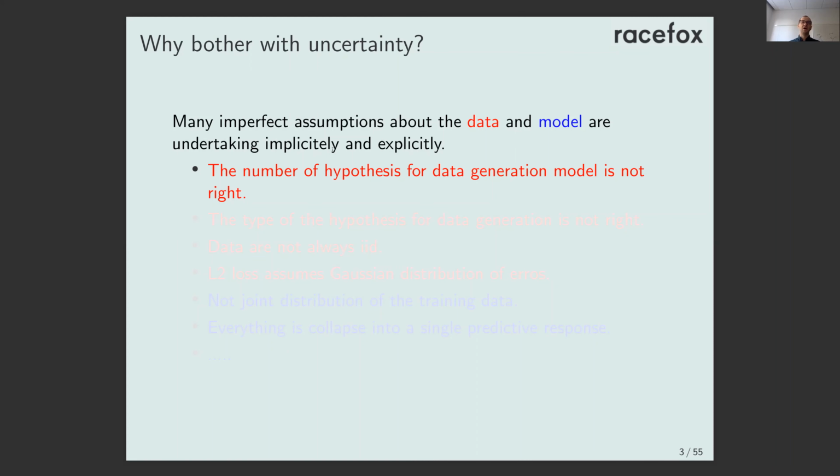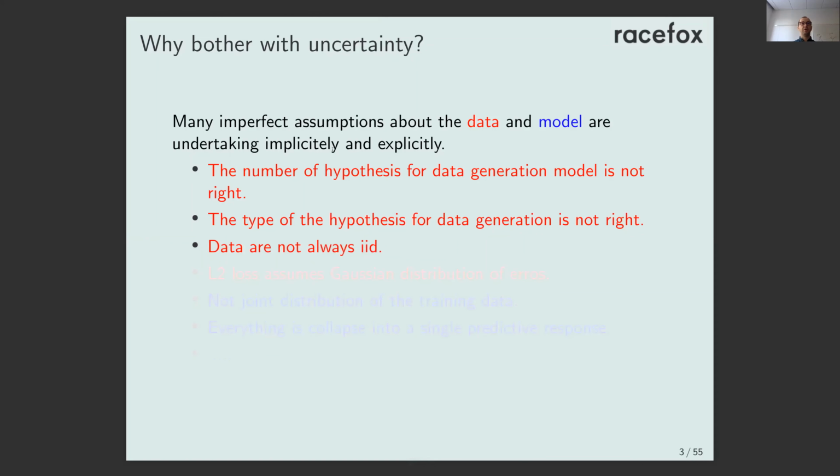And sometimes either of them or both of them are not correctly taken, such as if we are assuming that a data generative model has some kind of a mechanism, we are having a wrong number of hypotheses about their generative domain. And sometimes the type of hypothesis about the generation of the data is not right. And more often than not, I would say that the data are not identically independently distributed.